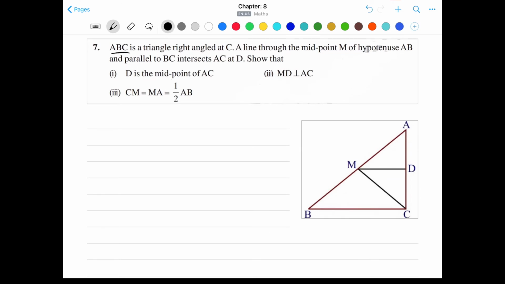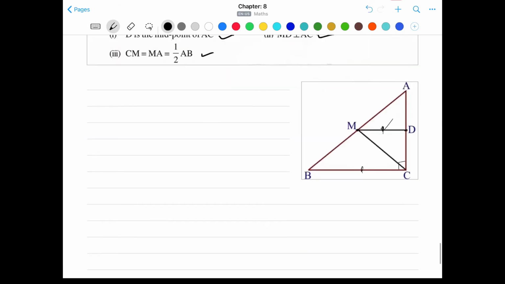Question number 7 is, ABC is a right angle triangle at C. So this triangle ABC is a right angle triangle, right angled at point C. A line through midpoint M of hypotenuse AB, so M is the midpoint of AB, and a line through M parallel to BC intersects AC at D. We have to show three things. First, that D is the midpoint of AC. Second, MD is perpendicular to AC, and third, CM is equal to MA is equal to half of AB. Okay, so let's start its answer.